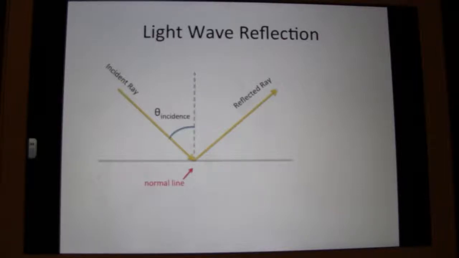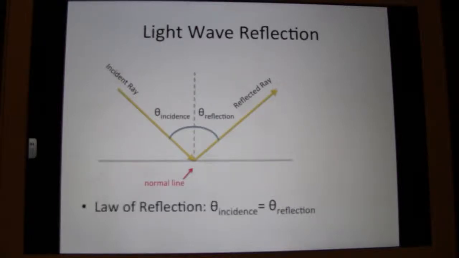It turns out that in all cases, no matter the kind of light or kind of boundary, the angle of incidence will always be equal to the angle of reflection. This is known as the law of reflection.